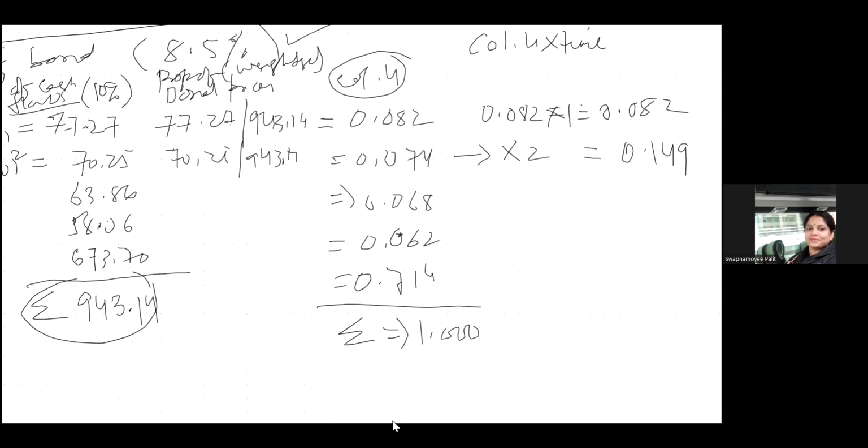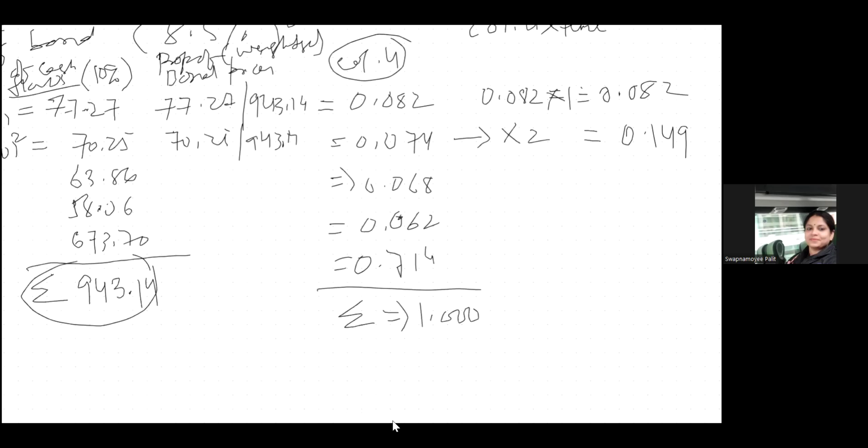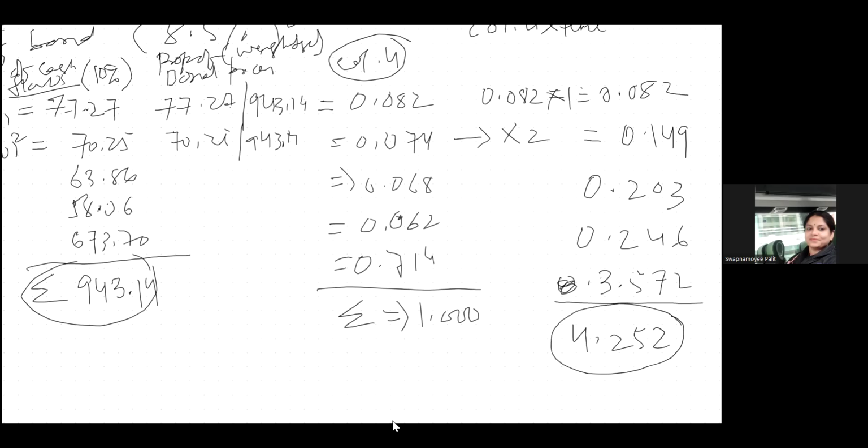So this is 0.149. Similarly, this you will get as 0.203. This will get as 0.246. This last one is 3.572. So if you take the summation, you get 4.252. And this is what is known as the duration of the bond with the given details. This is the 8.5% bond. Same way you proceed.